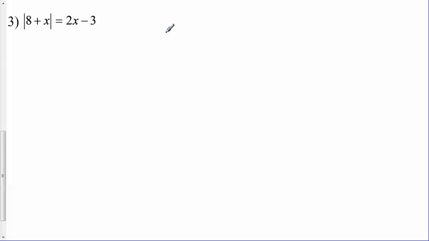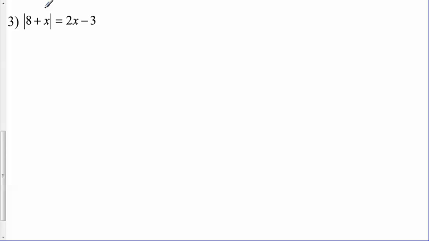Is your absolute value isolated on one side of the equation? It is. 8 plus x, the absolute value of that is all by itself. There's nothing to the left of it, nothing to the right of it, so we can get to the solving part right now. Even though it looks completely different, the absolute value is isolated. Now you split it into the two equations. And that's the part where you're like, well, that's different.